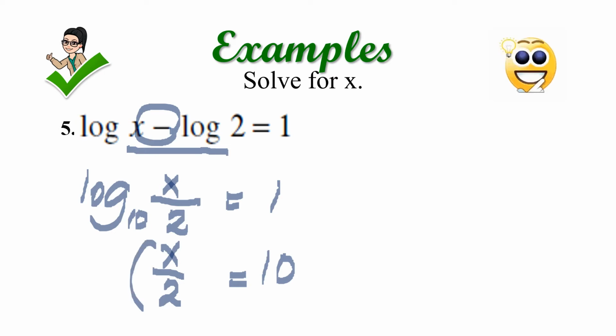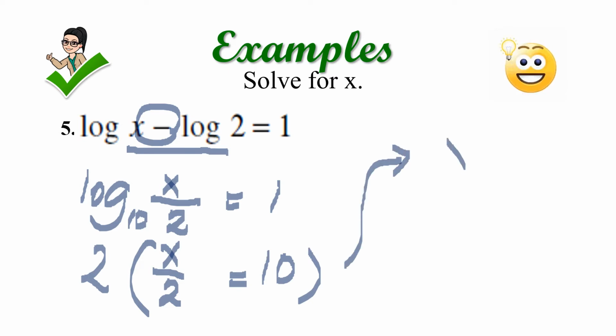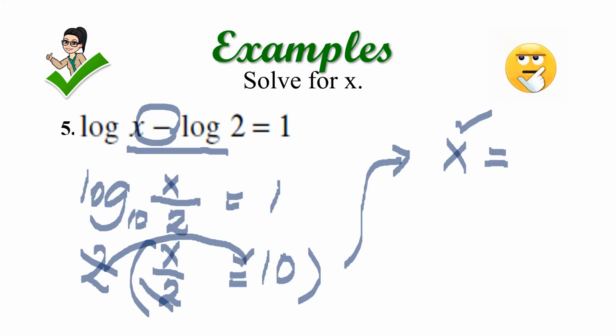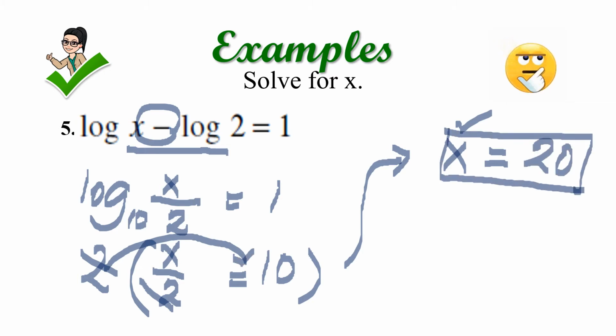We can now multiply both sides by 2 for us to get the value of x. So, this will become x is equal to, we can cancel this. 2 times x is 2x divided by 2 is 1x, this one. And then 2 times 10 is 20. Therefore, x is equal to 20.